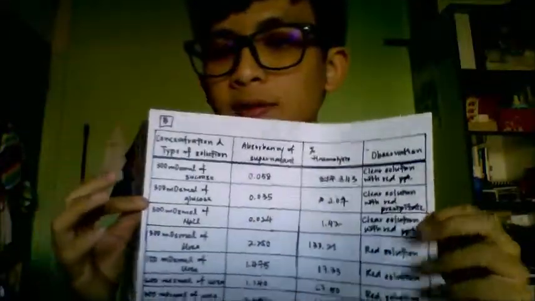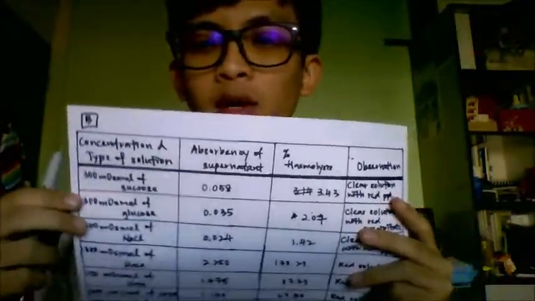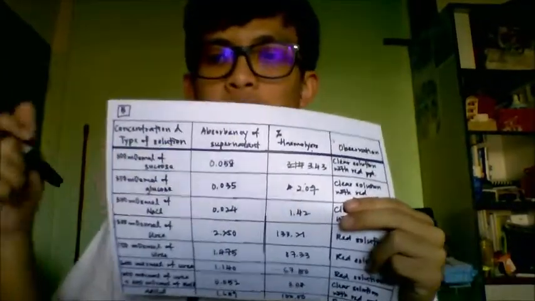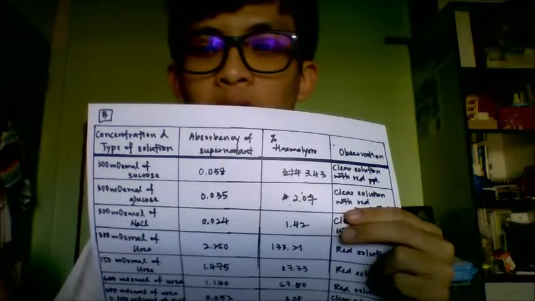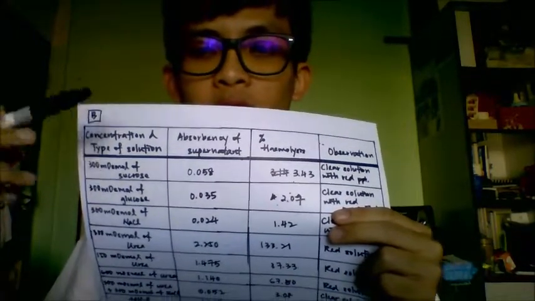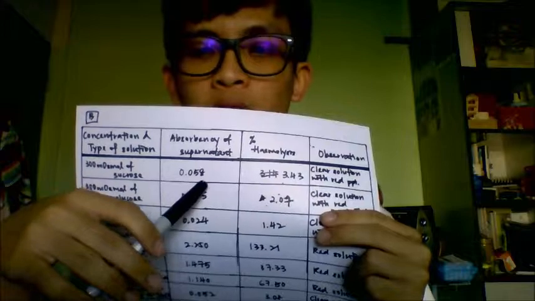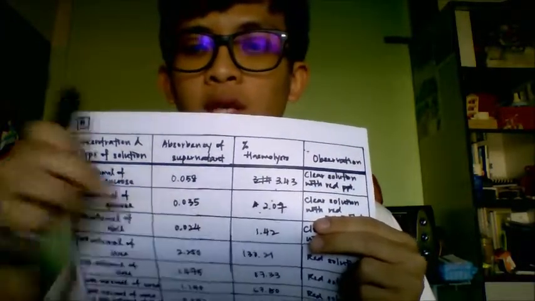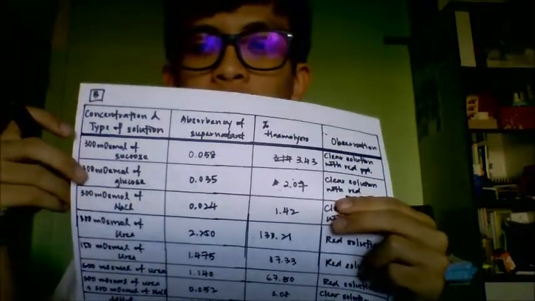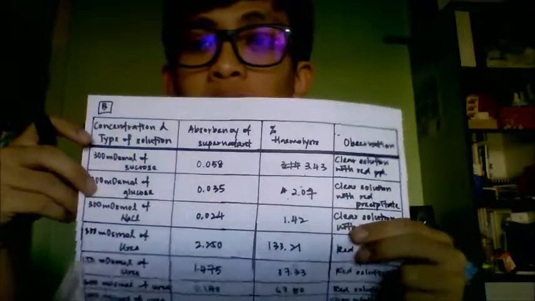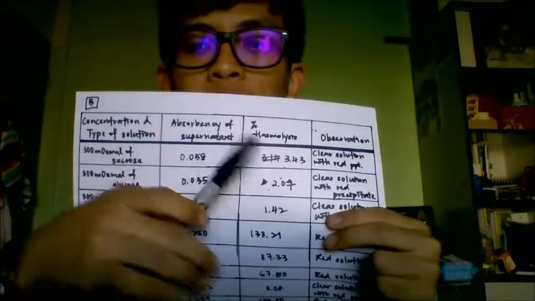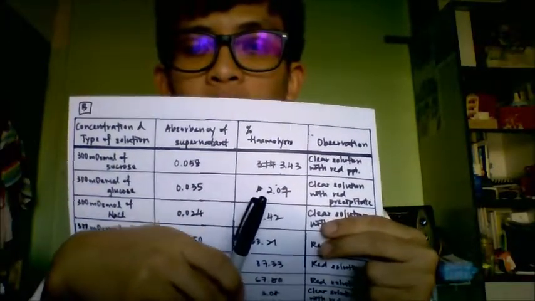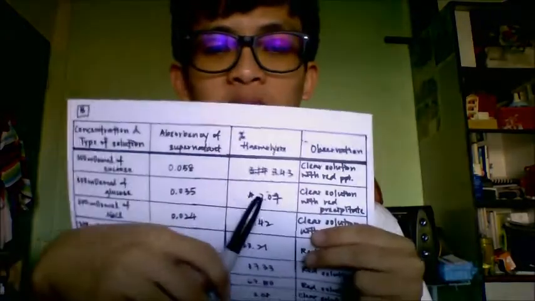For Section B, this is the result that we got, and we are using different types and concentrations of solution. The first one is 300 mOsmol of sucrose. The absorbance we get is 0.058, and the percentage is 3.43. And for the glucose, which has the same osmolarity, the result is 0.035, and the percentage of hemolysis is 2.07.